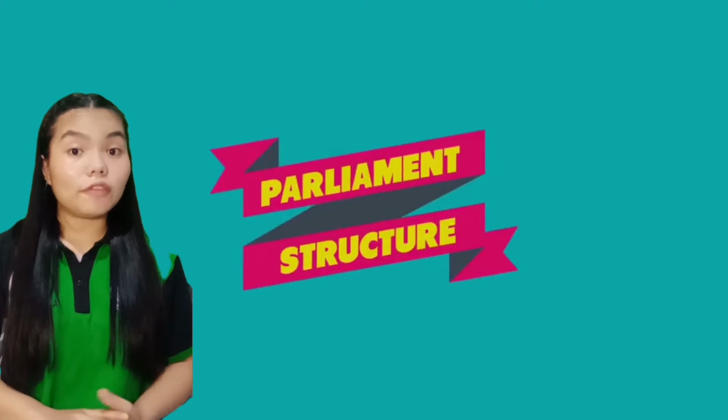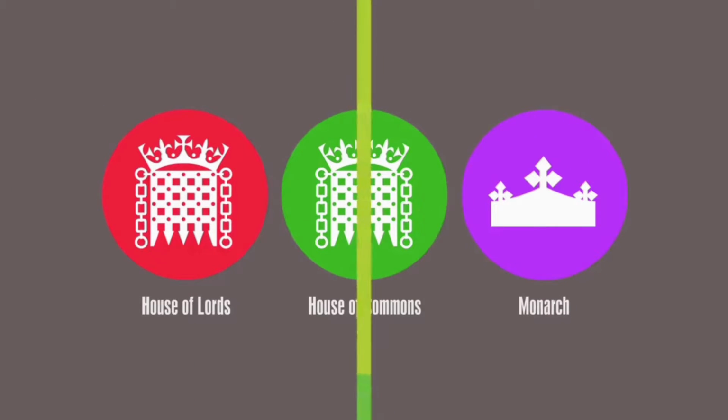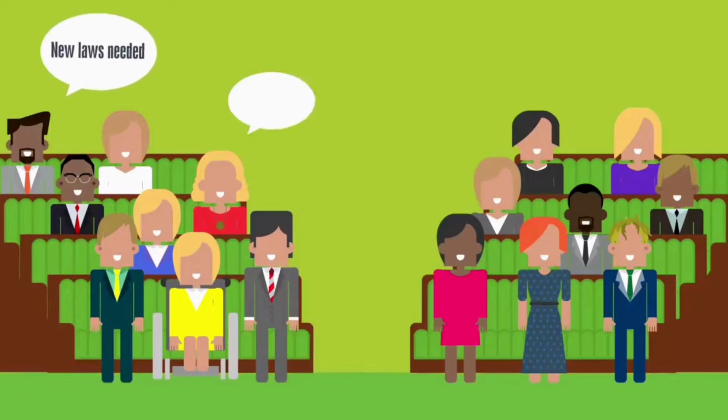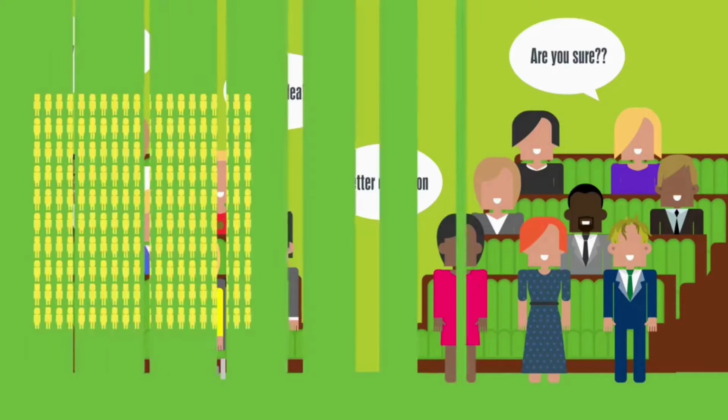Parliament is made up of three central components: the House of Commons, the House of Lords, and the monarchy. The House of Commons is the elected part of Parliament. It debates issues, proposes laws, and challenges the government's work.